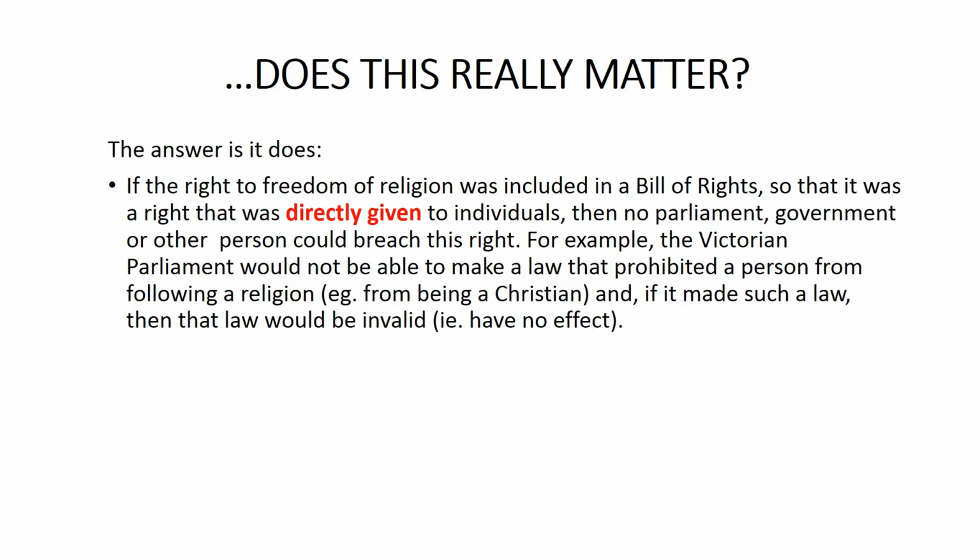So, for instance, if we had a Bill of Rights in Australia which gave people the right to freedom of religion, and if the Victorian Parliament passed a law that prohibited people from following a particular religion, for instance from becoming Christians, then that law would be invalid. That is, it would have no effect. And that's because it is a law which breaches the right to freedom of religion which every individual in Victoria would have.